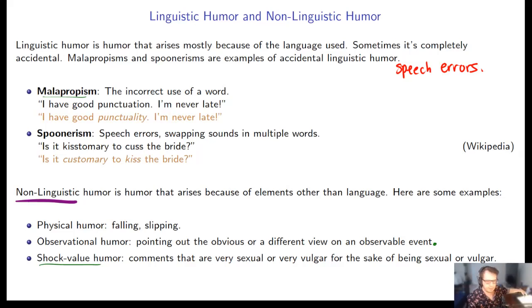Okay, so how these are working in the structure of these slides is in black, I have the thing that's actually being said. And in light brown, I'm trying to explain the joke or what's supposed to have been said. So a malapropism example here is saying, I have good punctuation, I'm never late. So this is just a speech error. I have good punctuation. What the person means to say is, I have good punctuality, I'm never late. But because the person has picked the wrong word, they've used a malapropism, some people might laugh in conversation.